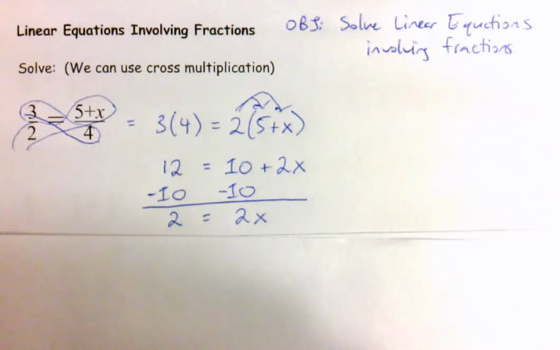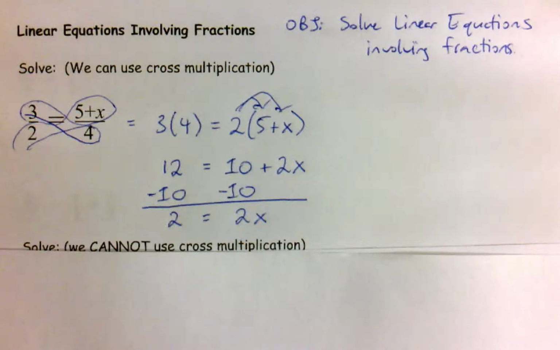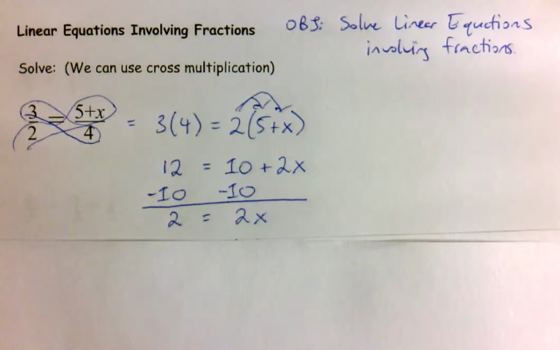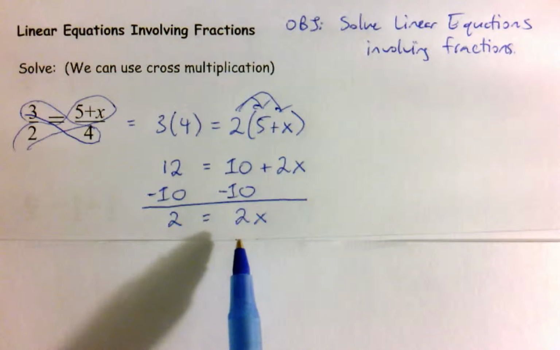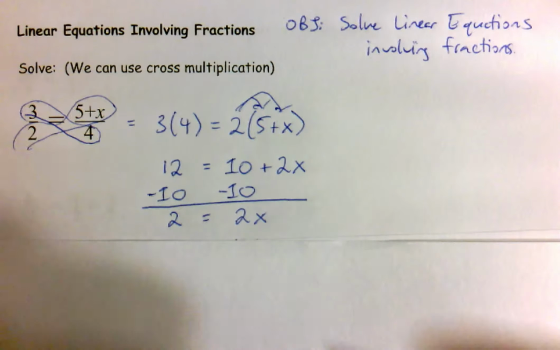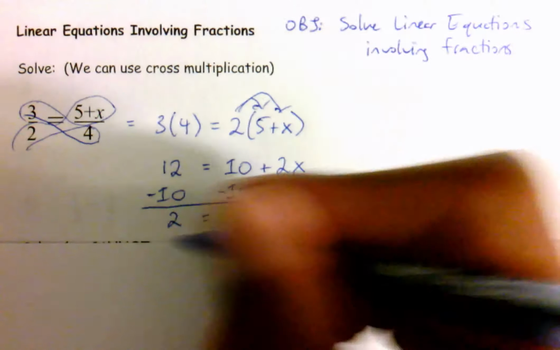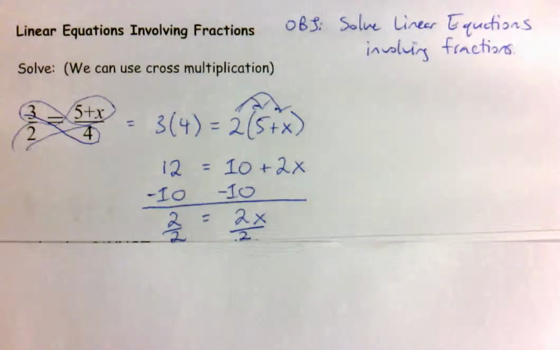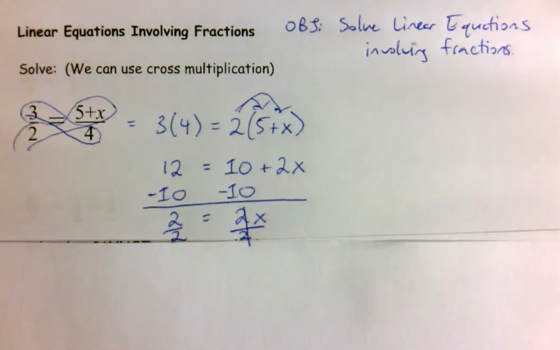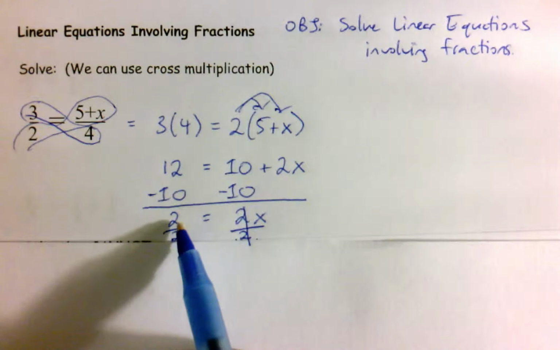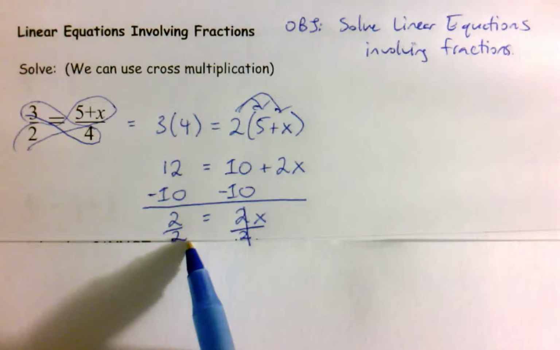So now my last step, I almost have my variable by itself, but I see that x is being multiplied by 2. So to undo this multiplication, I'm going to divide both sides by 2. And when I do that, the 2 times x divided by 2 gives me 1 times x, which is just x. They cancel. Then on the left side, I have 2 divided by 2, which is equal to 1. So my answer is x equals 1.